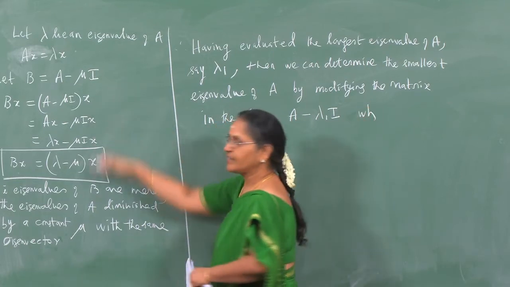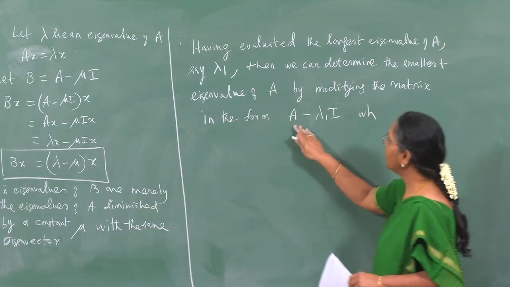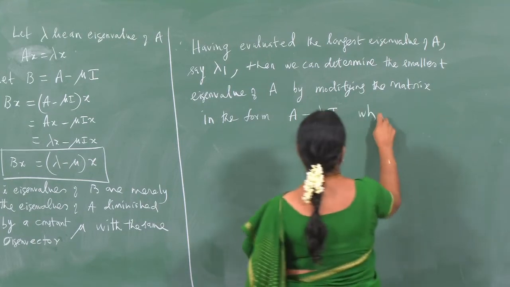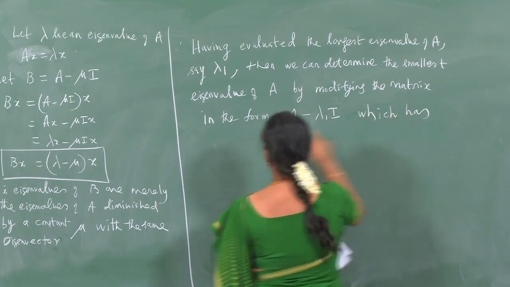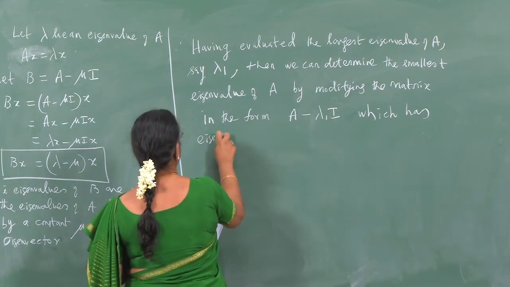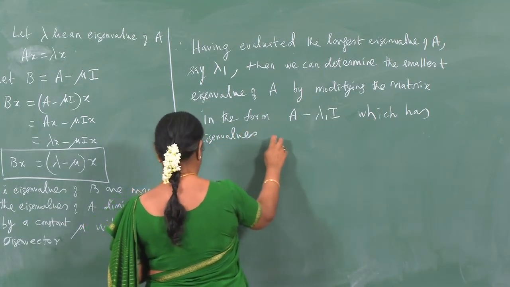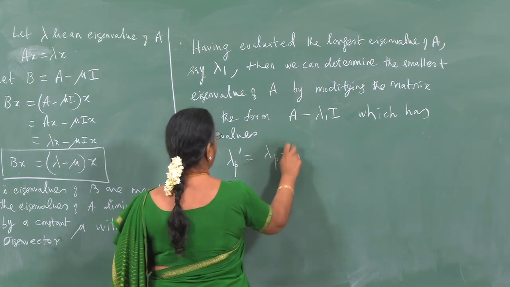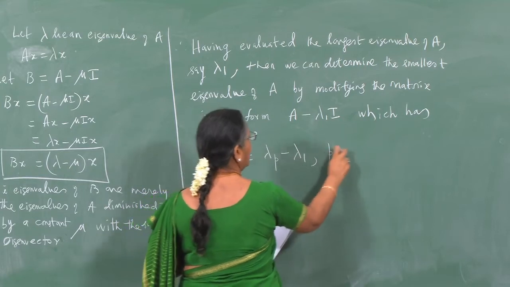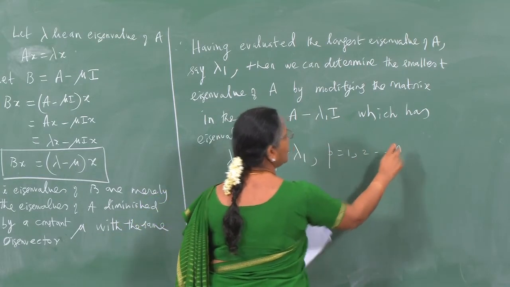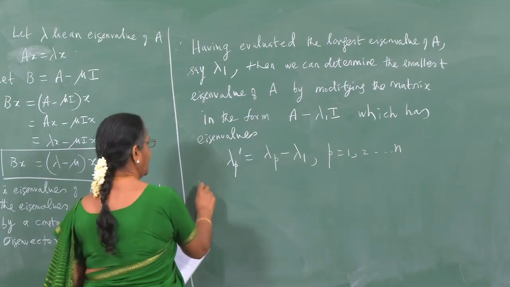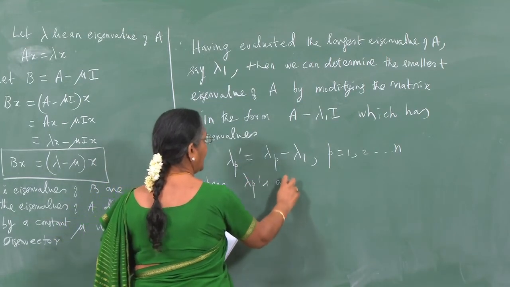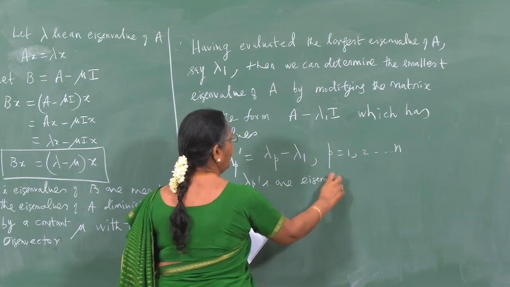By what we have discussed, what can you say about the eigenvalues of this matrix? This matrix has eigenvalues given by say lambda p dashed, which is equal to lambda p minus lambda 1 for p is equal to 1, 2, 3 up to n, where lambda p's are eigenvalues of A.